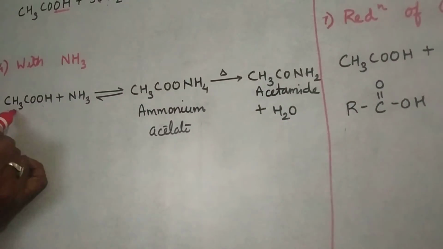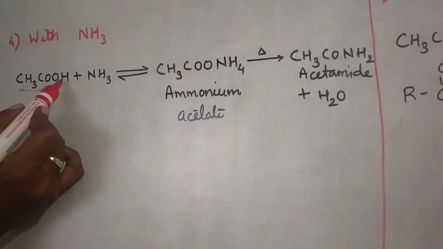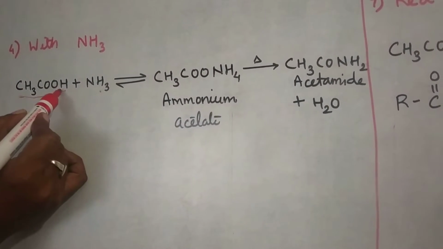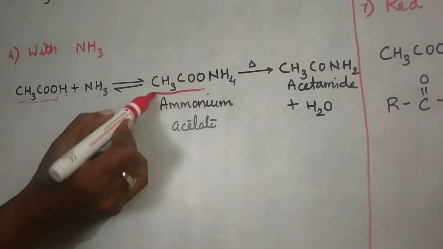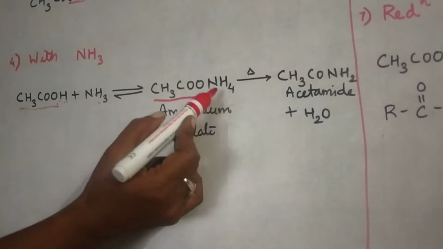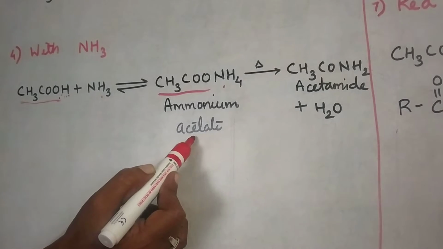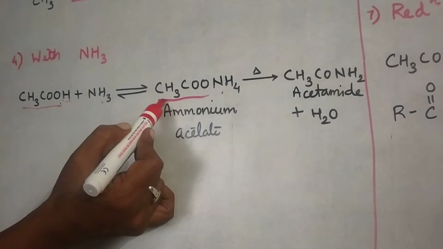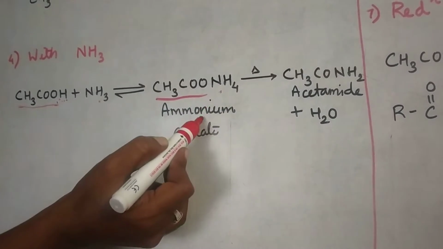Whatever acid we are using here, the ammonium salt is formed. That is, H combines with NH3 and forms NH4. So the earlier group remains as it is, CH3COO, but along with that, NH4 is formed, the ammonium group comes here. So ammonium acetate is formed. If you change the acid, the name will change here, but the word ammonium will remain common.